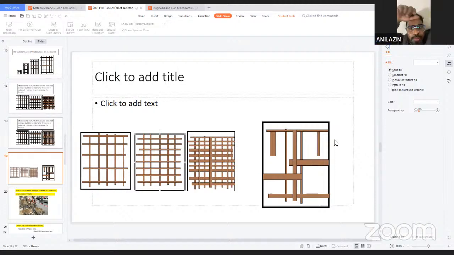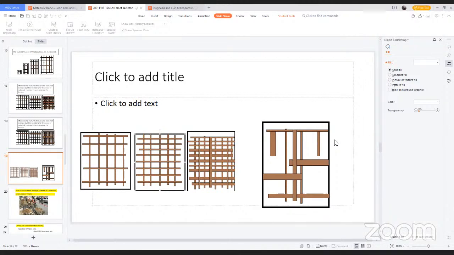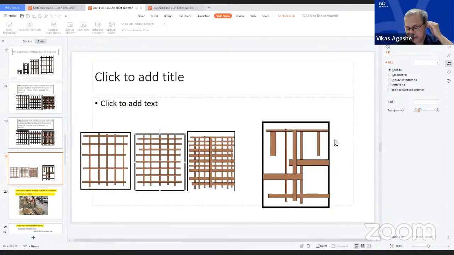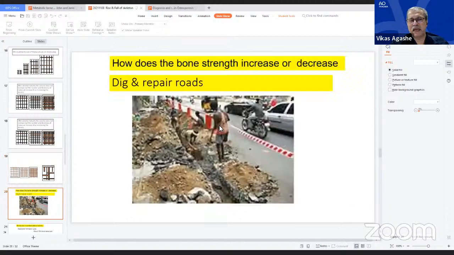Weight bearing, sir. Weight bearing, yes, it increases. But how does it increase? What is the cycle which increases the bone strength or bone density? And what is the cycle which decreases it? Sir, hypertrophy and hyperplasia? No, this is called a cycle. It's a resorption formation cycle.